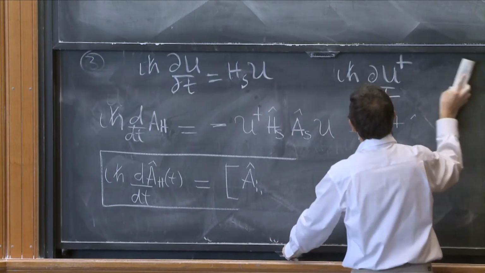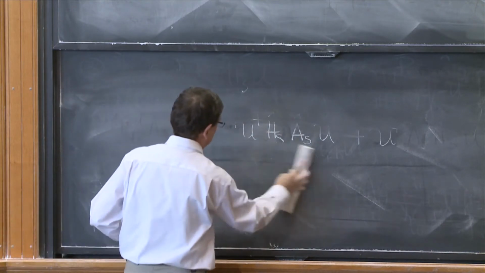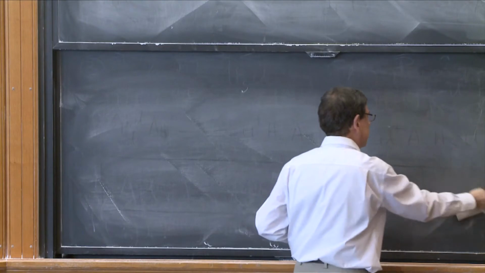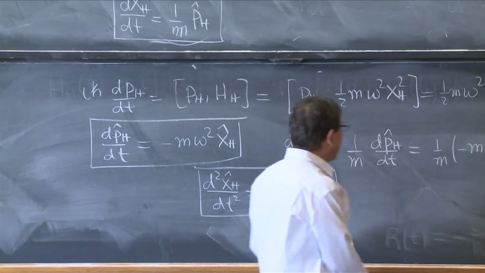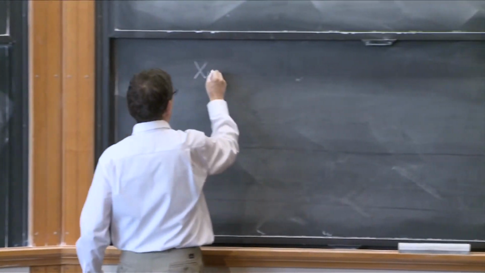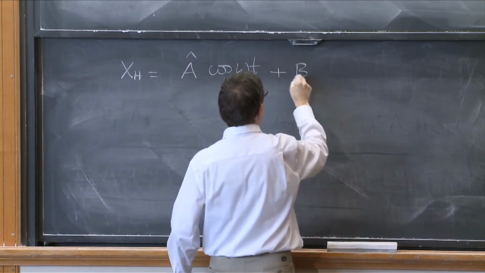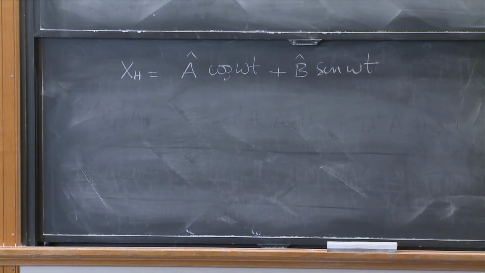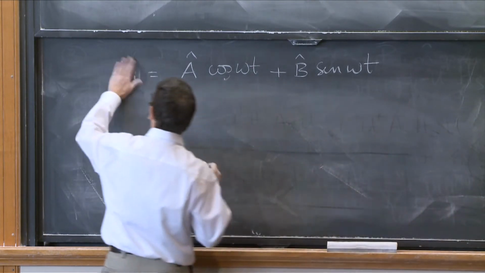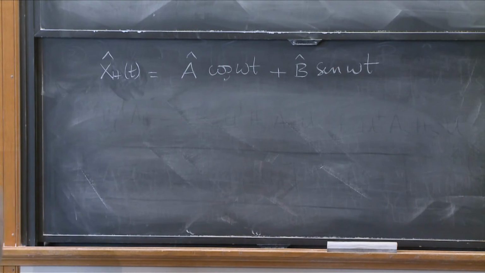Because in a sense, solving for the time-dependent Heisenberg operators is the same as finding the time evolution of all states. This time the operators change, and you will know how they change. So you write x_H equals a cosine omega t plus b sine omega t, where a and b are some time-independent operators. So x_H of t. Well, that's the solution.